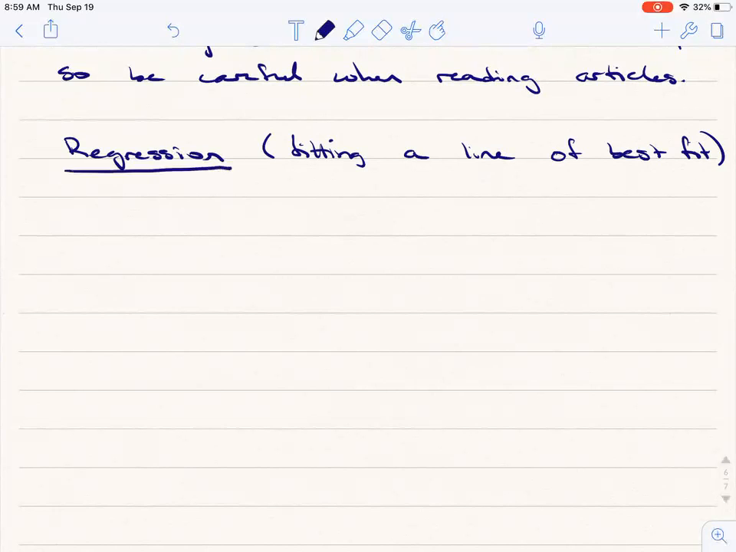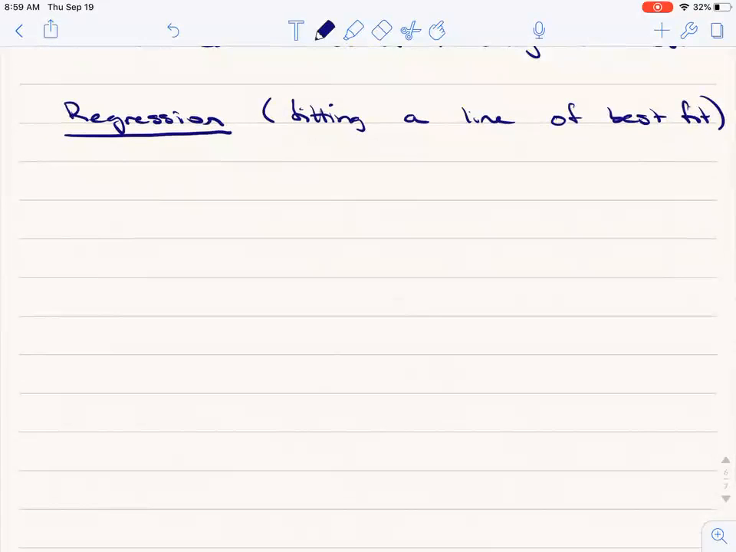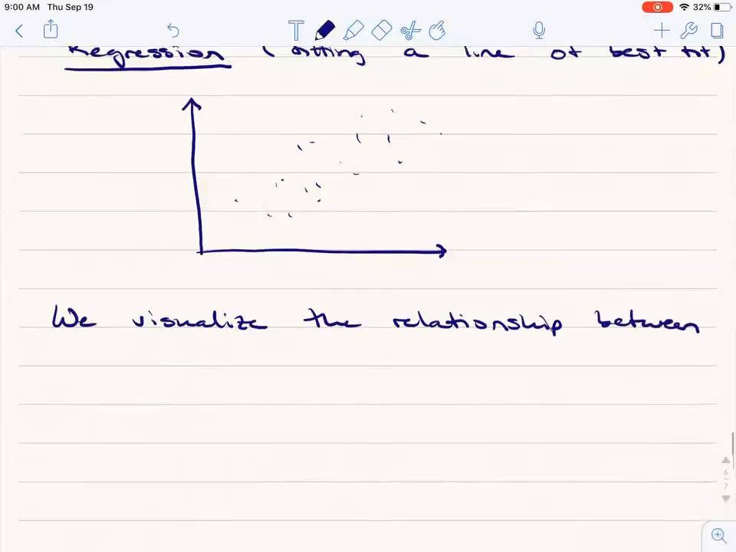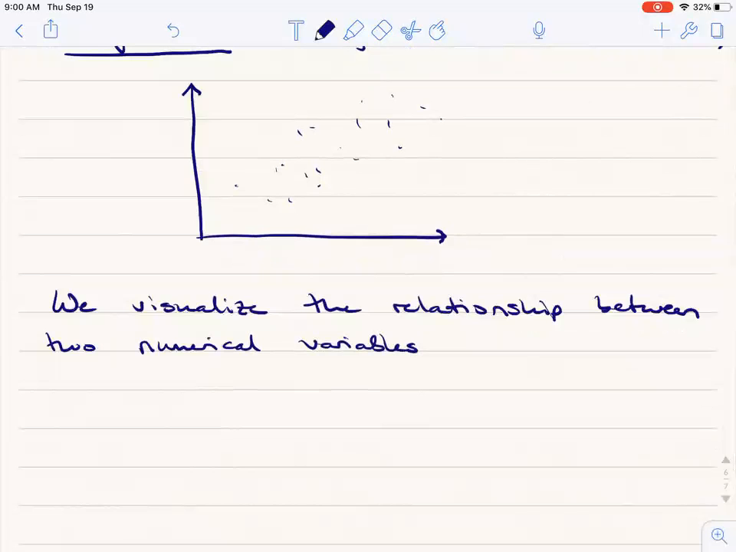So imagine you've got two variables that you want to compare. How would you show them, right? You would visualize them with a scatter plot. And so it might look something like this, right? And so this is a scatter plot. We visualize the relationship between two numerical variables using a scatter plot.